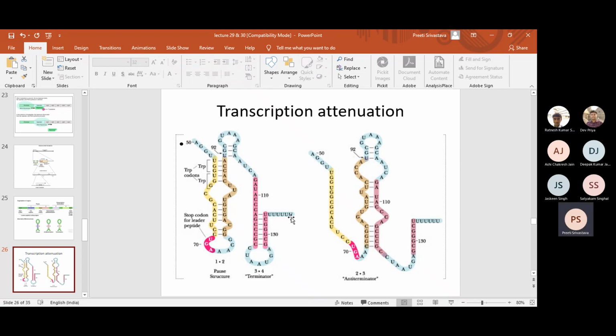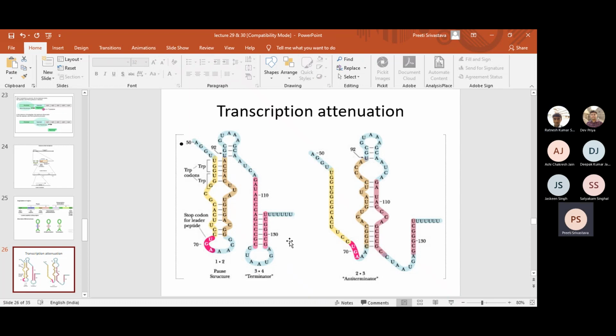So this is rho independent transcriptional termination, because in rho independent transcriptional termination, remember I told you that you have a GC rich hairpin loop and then you have a poly U tail. Remember? Yes, ma'am. Then this RNA will get destabilized. This DNA-RNA hybrid will get destabilized and this will terminate the transcription.